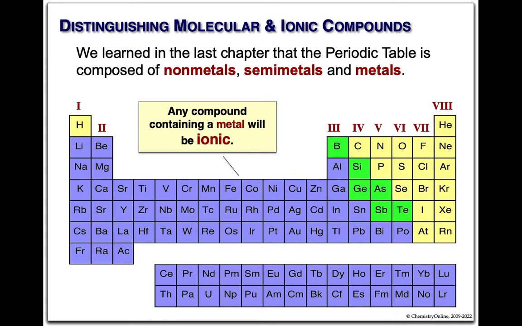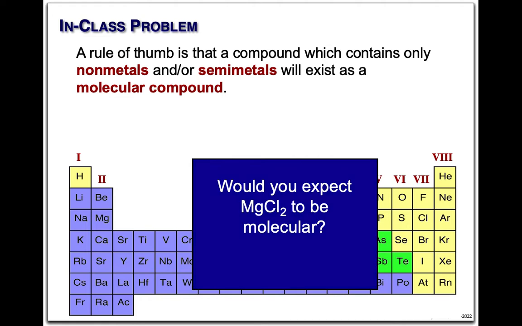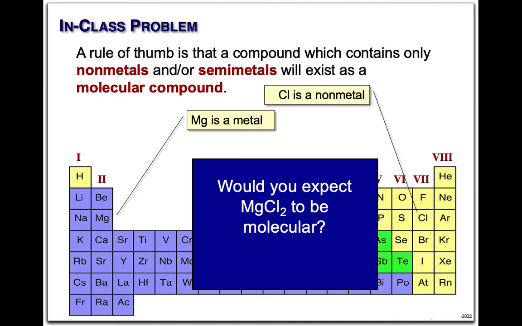So what you do is you look at your compound, decide if it's got a metal. If it does, it's ionic. If it doesn't, it will be molecular with covalent bonds. Magnesium chloride. We look at our periodic table. Magnesium is here. It's a metal. Chlorine's a nonmetal, but we have a metal in there. It's ionic.